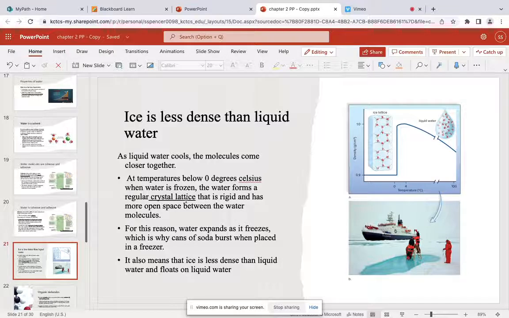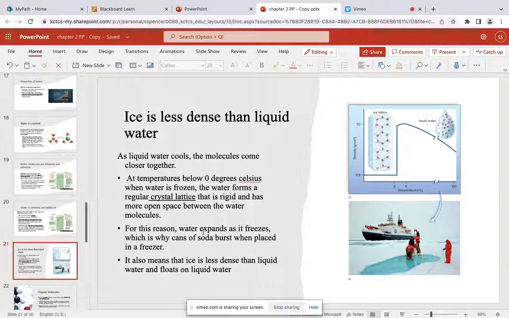This is actually why, let's say you put a bottle of pop in the fridge and it begins to freeze, over time if you just leave it there, it's going to bust. It's because of this crystal lattice formation. Usually when things freeze, they become more compact, tighter, more dense. But actually ice is less dense than liquid water. And this is due to that crystal lattice formation. So things are going to expand whenever they become frozen.